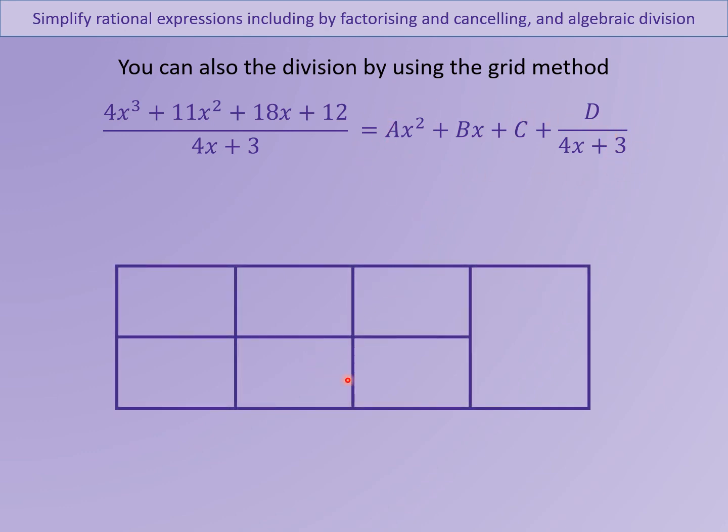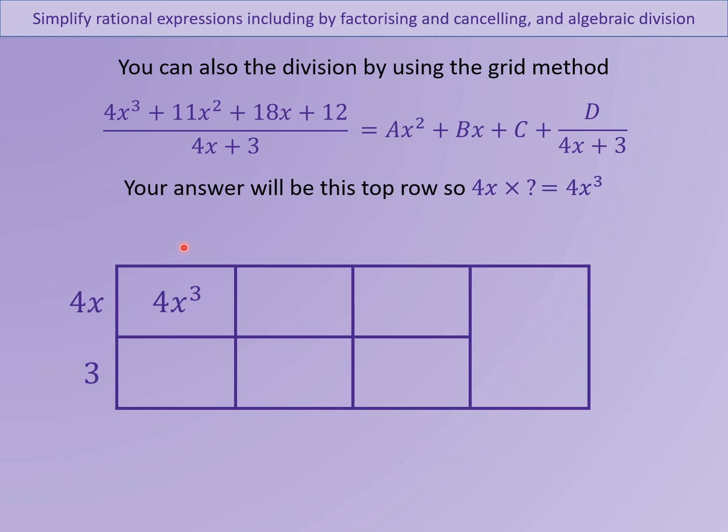for doing this. So if we're going to do the grid method, what you're dividing by can go down this side. The answer we want is going to go across the top, and this numerator here will go inside the grid. So let's start with 4x cubed. So the 4x cubed goes inside the grid, and we need to be thinking 4x times what gets me 4x cubed? Well, to me, 4x times x squared, right, is going to equal 4x cubed.